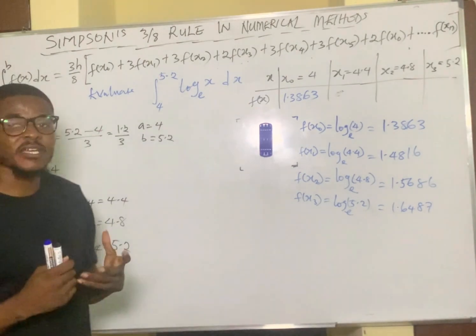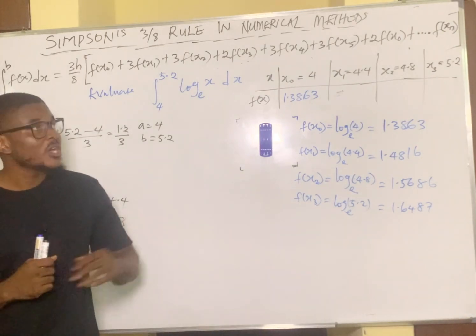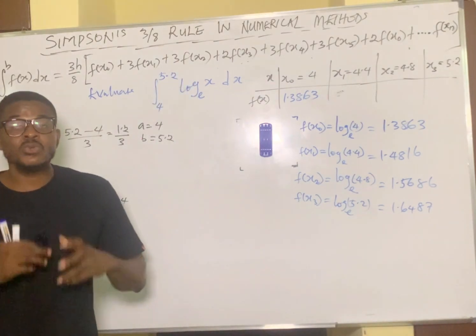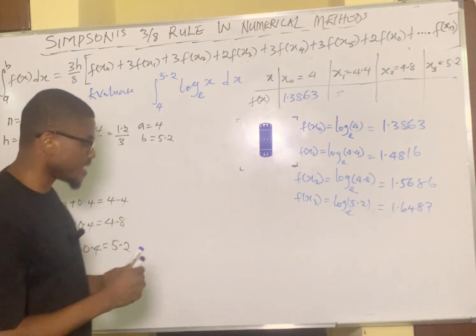So this is why I said always choose your subinterval n to be equal to 3, to avoid the lengthiness of the equation. So except otherwise stated, always go for n equal to 3. Now, here is the reason.